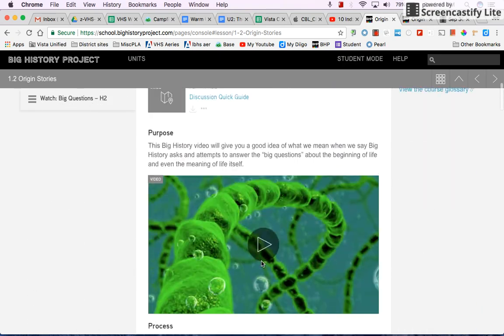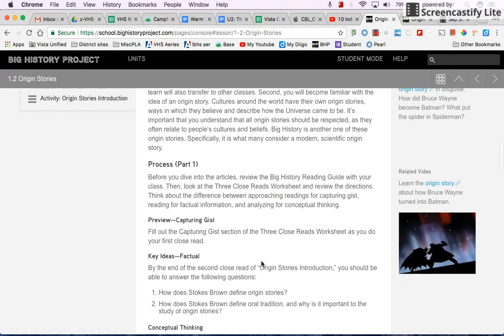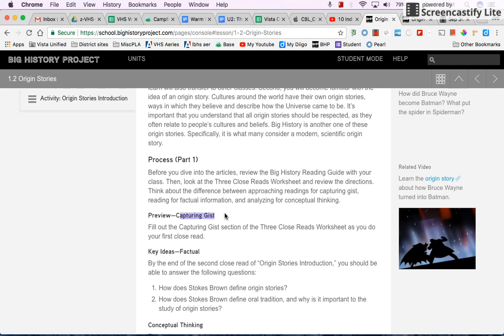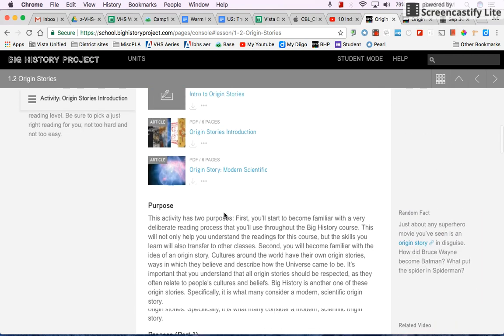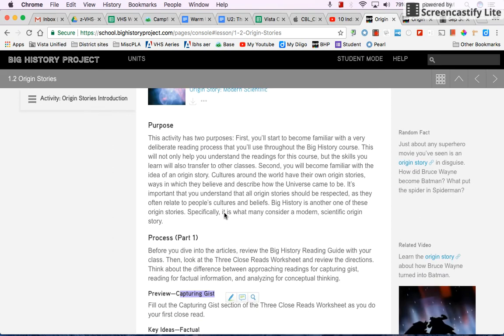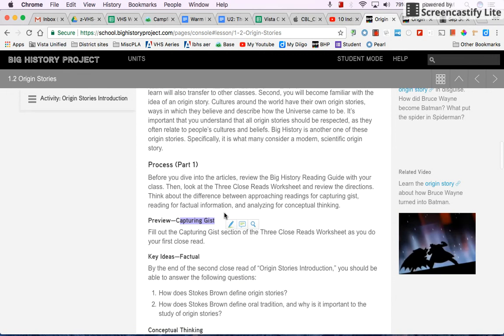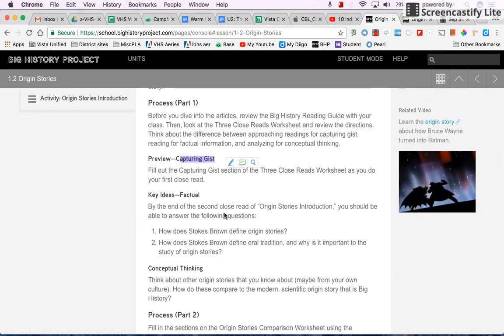So when it gives you some instructions, for example, it says it right here, where it says preview, capturing gist. That's because in that 3 close read document, that's the first reading. The first reading is about capturing gist. The second reading is like reading all of the article and taking notes. And then the third reading is to answer some of these bigger questions, and you read it a third time if you need to answer those questions. So sometimes you're going to see stuff about that 3 close read document or about capturing gist. And just know that you don't have to complete your notes the way that Big History wants you to. I'm okay with you taking notes in a way that makes sense to you.